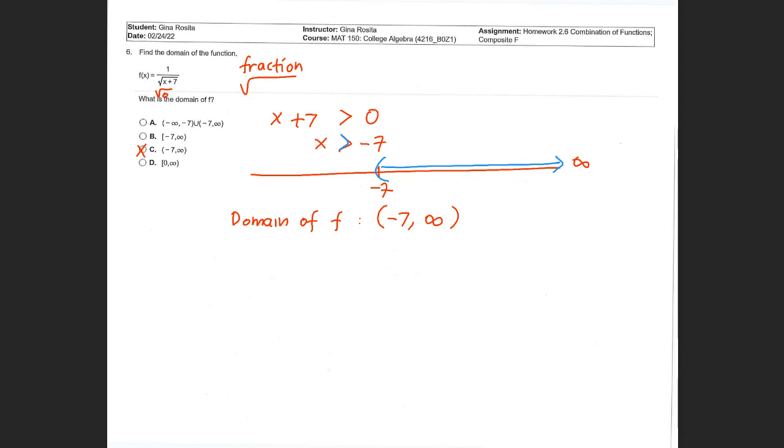Go to number 7. Find the domain of the function f of x equals square root of x minus 10 plus square root of x plus 1. It contains two even roots. Only non-negative numbers have real square roots, so equal 0 is okay. Remember that. There is no division here, just square roots.